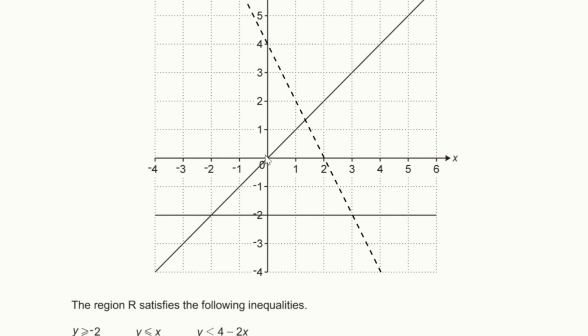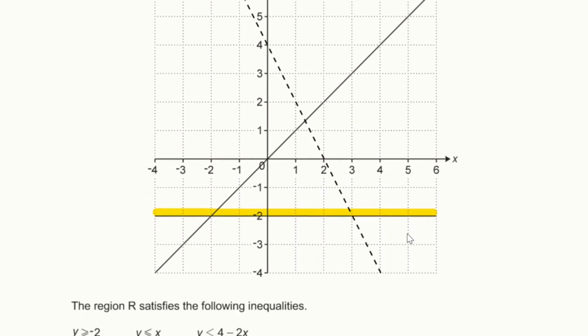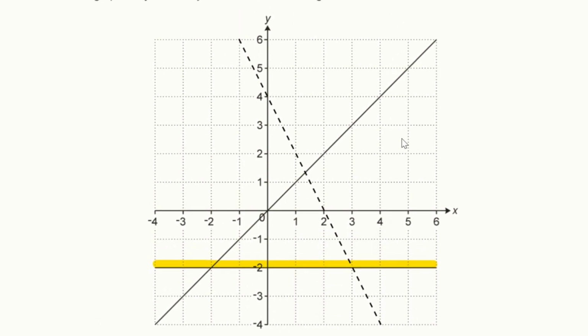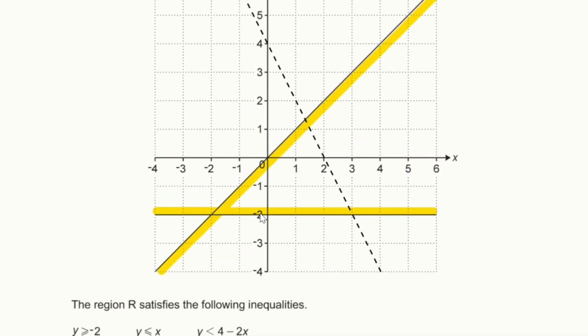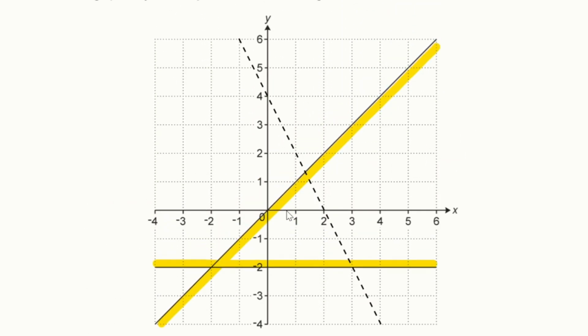And we want y to be greater or equal to minus 2. So that's everything above this line. Then we've got y being less than or equal to x, so everything below the line. So that is everything over here. And then we have y being less than 4 minus 2x. So that is everything underneath, as we see here.